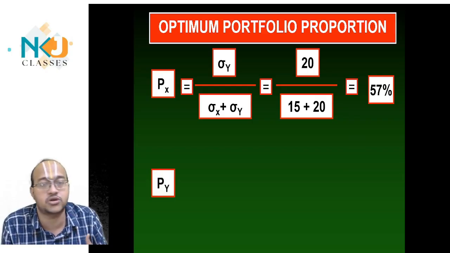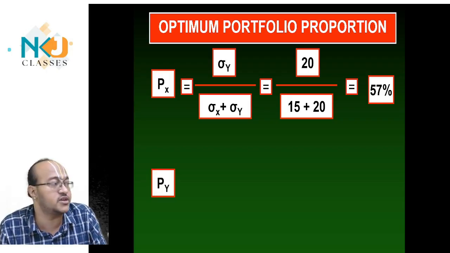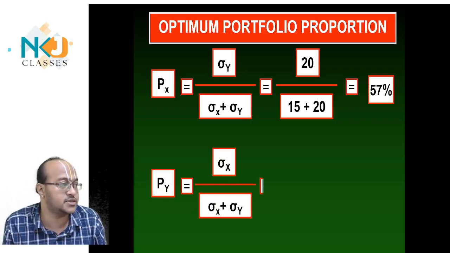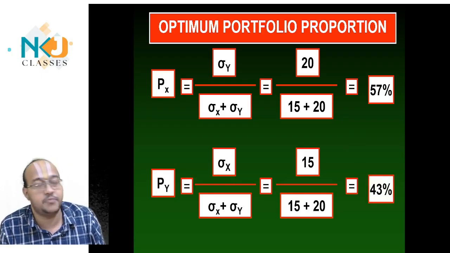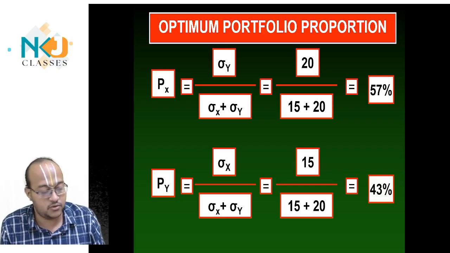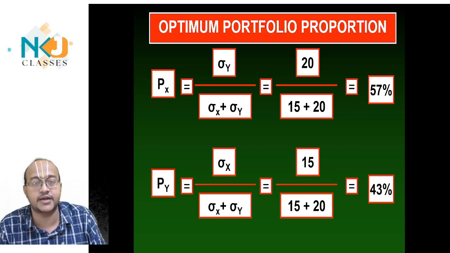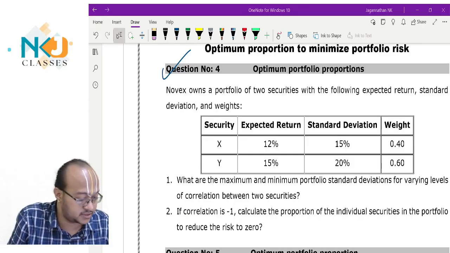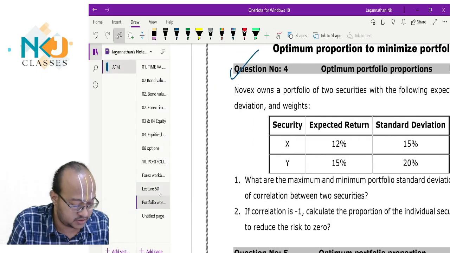Next, proportion of Y. It is nothing but 1 minus x, 1 minus 0.7... it should be 43%, but we will still apply the formula and check it. Sigma x by sigma x plus sigma y. How much is that? 15 by 15 plus 20. How much is that? 43%. Now copy this down. Later we will check if we use this proportion, are we getting risk as 0? See here, 57 and 43 percentage is the proportion. We will see at this proportion what happens.